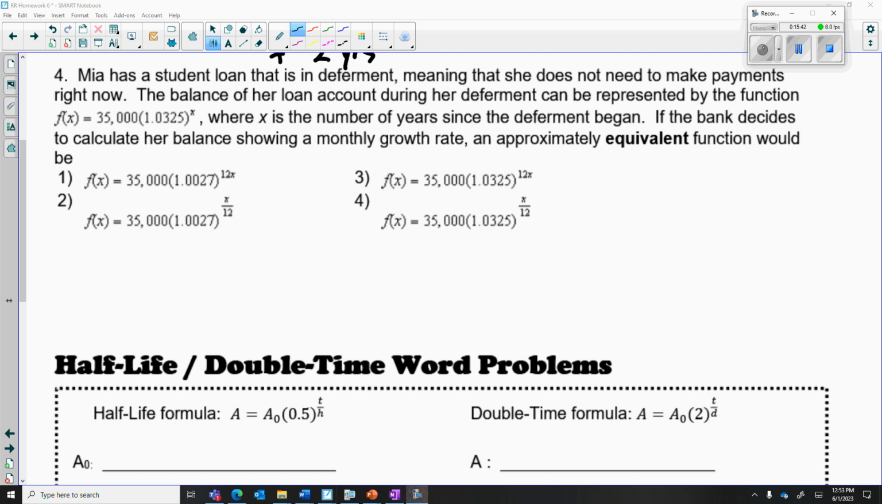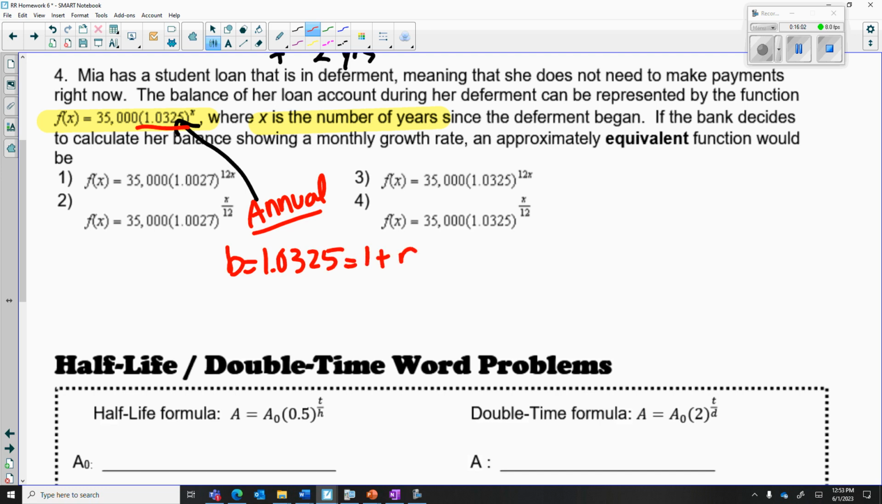So this all culminates in this kind of question, which is very common lately. They're going to give you an equation and they're going to say that x is the time in years. So this is actually an annual equation. Annual means once a year. And thus the annual growth factor is this 1.0325, which means that if you were to take away 1 from that, you would get an annual growth rate of 0.0325 or 3.25% per year.